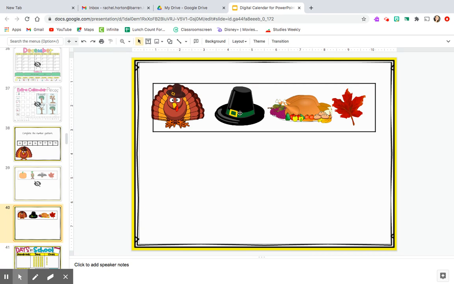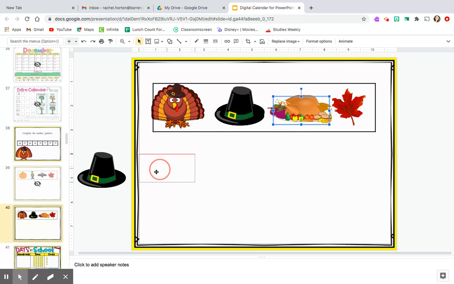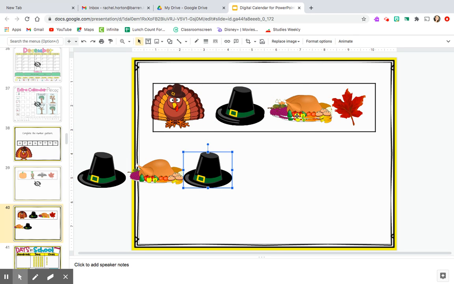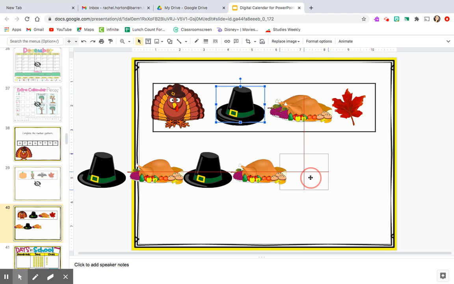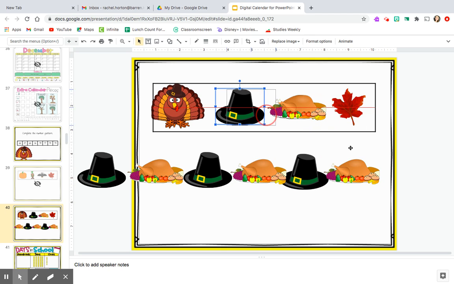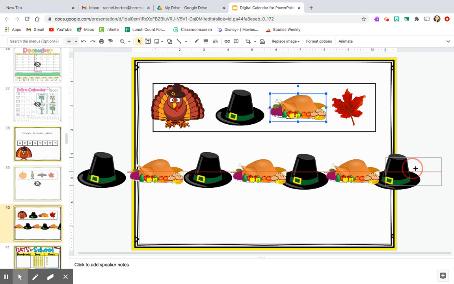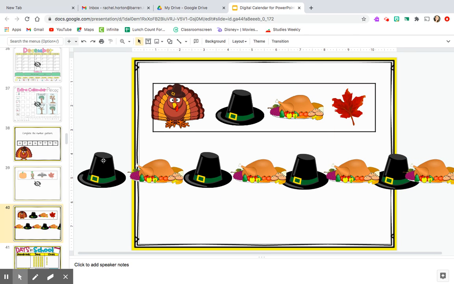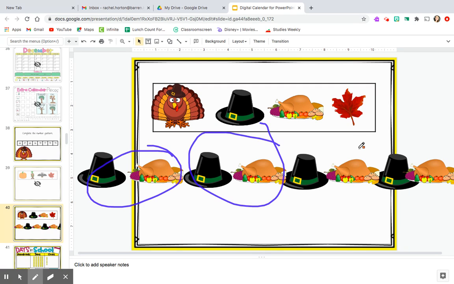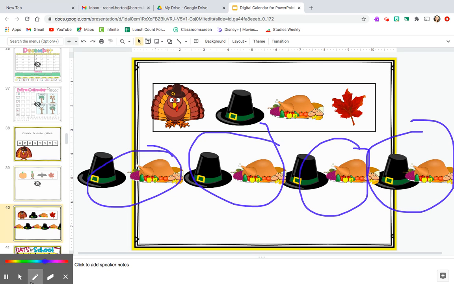Hey, let's do our pattern. We're going to do hat, turkey, hat, turkey, hat, turkey, hat, and turkey. All right, let's figure out our pattern. A, B, A, B, A, B, A, B. Let's circle how many AB patterns we have. So AB, here's 1. AB, there's 2. AB, 3. AB. There's 4. We have 4 AB patterns.